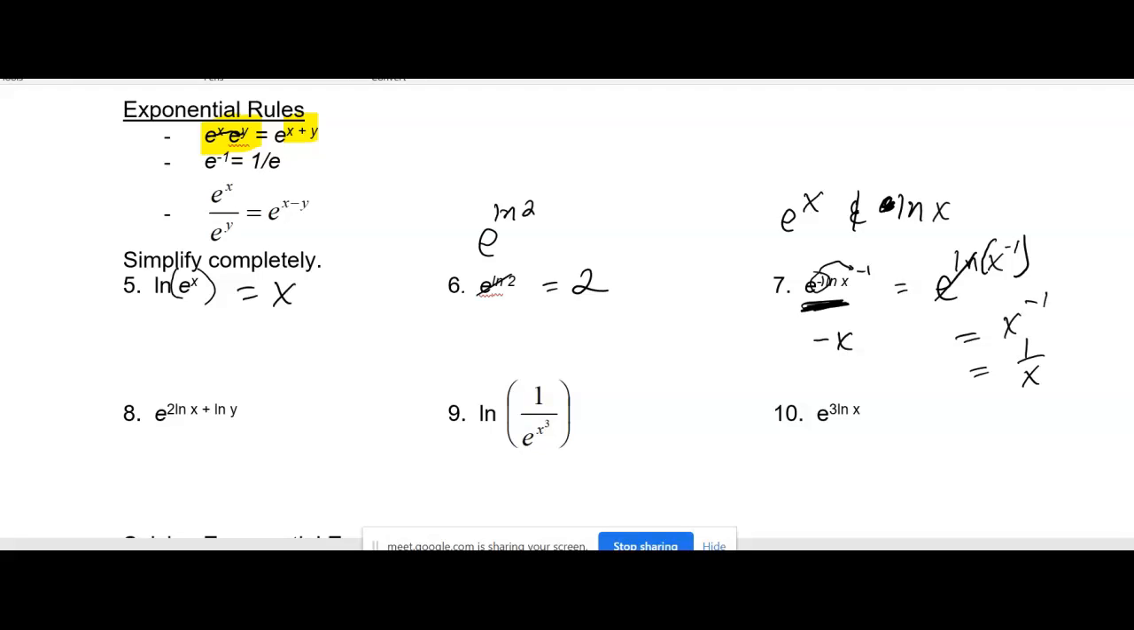All right, number 8. Try number 8 real quick. See if we can do that one. There's a little bit of everything that we've done today. A couple different things going on here.